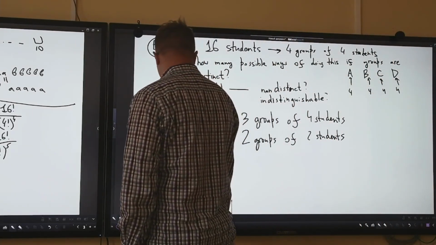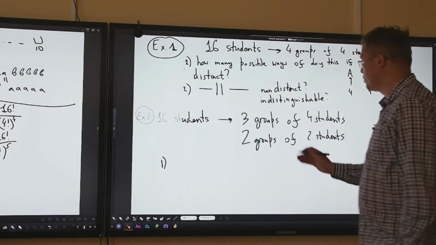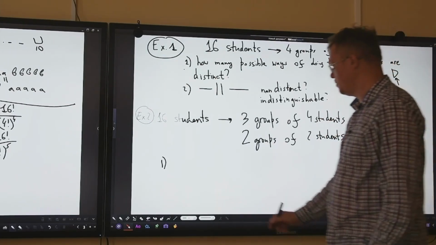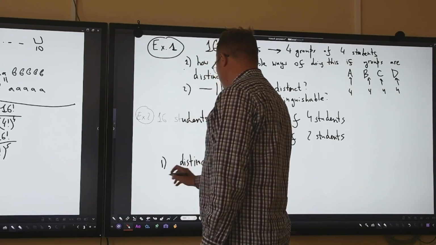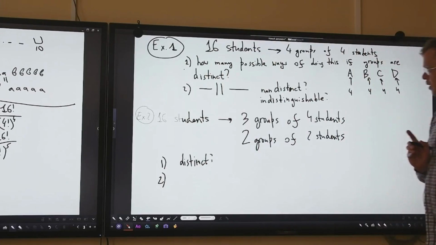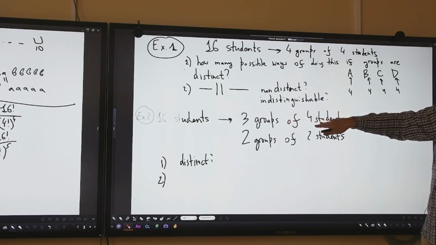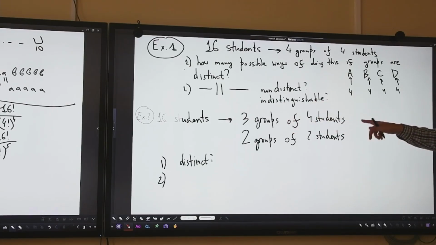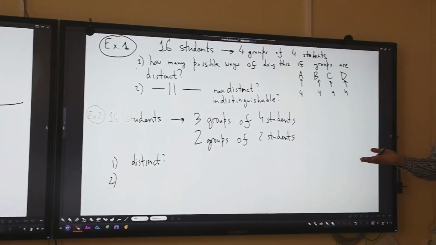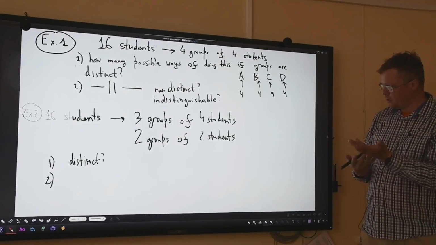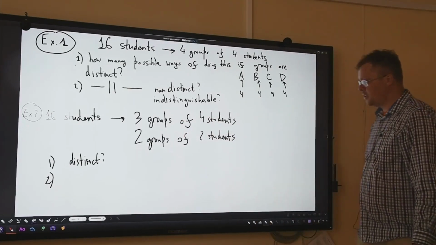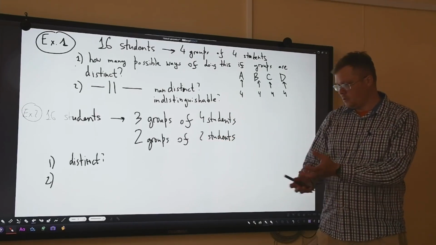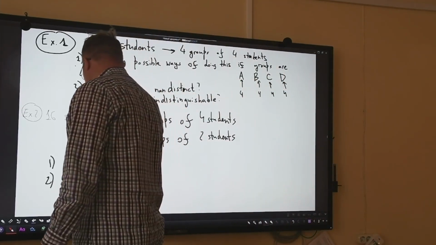And again, the first question, what if these groups are all distinct? And the second one, what if they're indistinguishable in terms of that? So the groups consisting of the same number of students are indistinguishable. So of course, we can distinguish the groups of 4 students and the groups of 2 students. But these 3 groups of 4 students are indistinguishable between each other, and these 2 groups of 2 students are indistinguishable with each other.